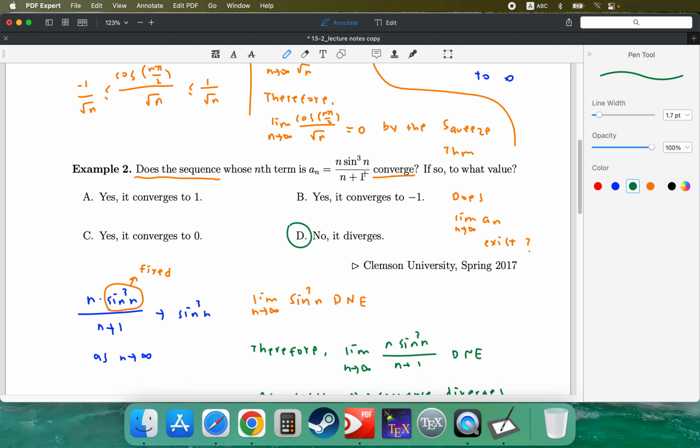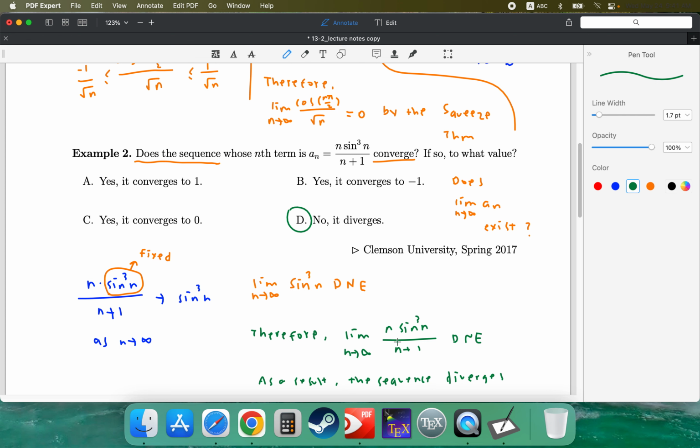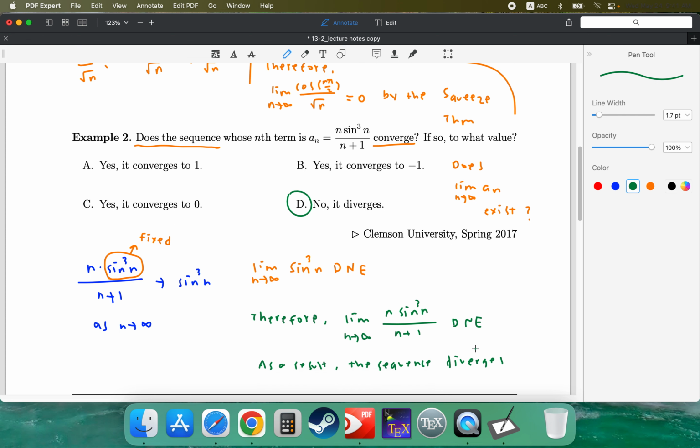Okay, so notice that you have n and n plus 1 because we have the same powers. So basically we will need to take care of this number, but as n goes to infinity, this number does not exist. Therefore the limit of the whole fraction does not exist. And we know that if the limit does not exist, the sequence will diverge.